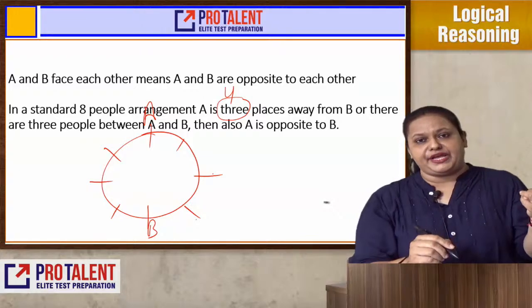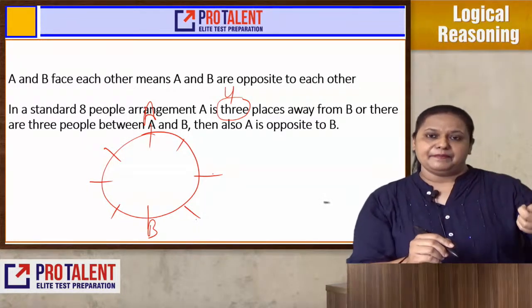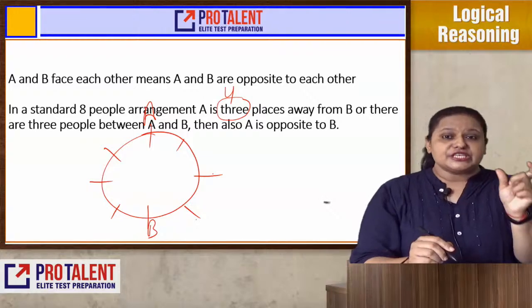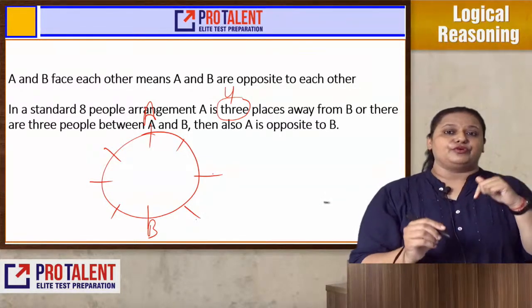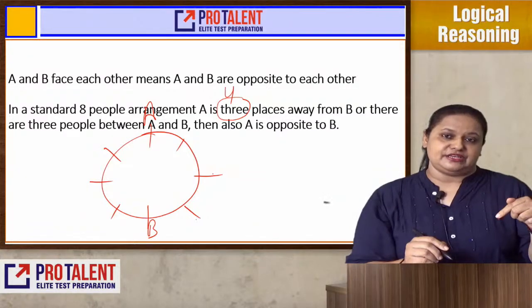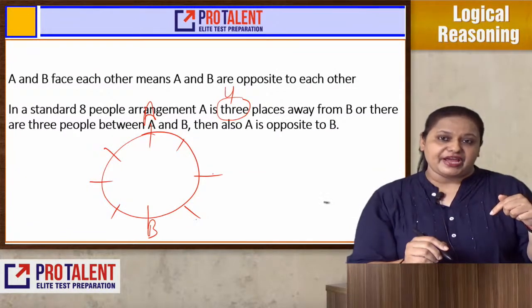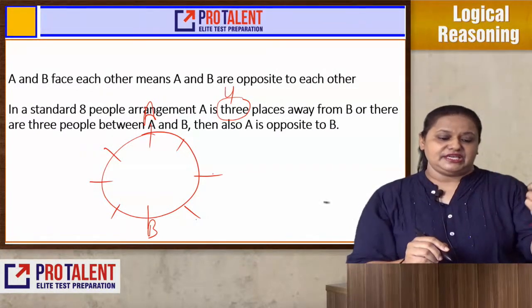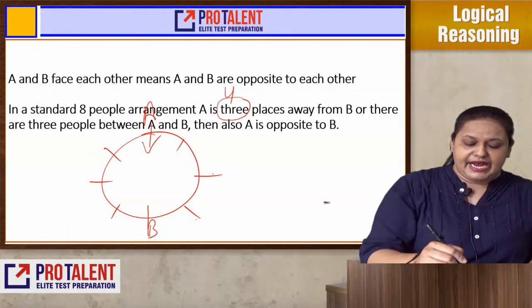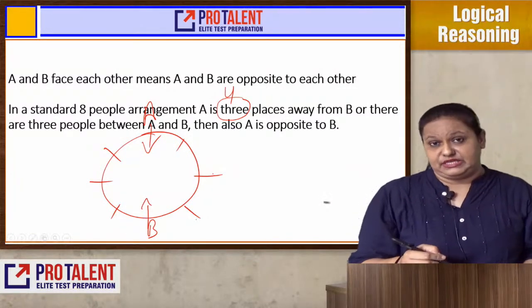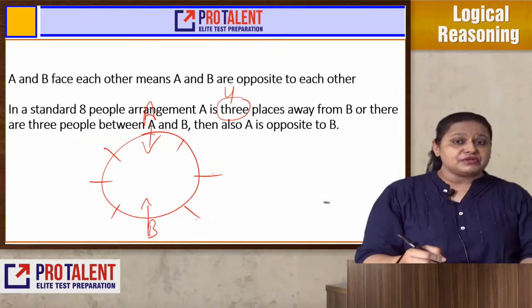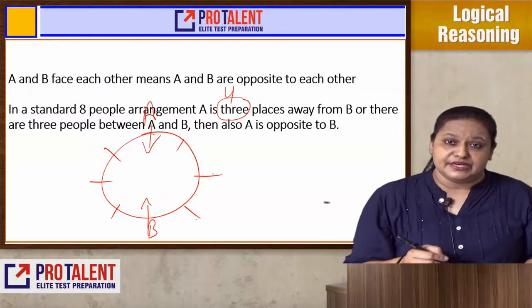So there are 2 ways of saying it, that A or B are in the opposite or facing each other. I should not use this word facing, because if both of them are sitting in the same direction, then in that case they are not going to face each other. They are going to face each other only if A is facing towards the center and B is also facing towards the center. So see, so many small things are there which you have to consider when you are making the arrangement.